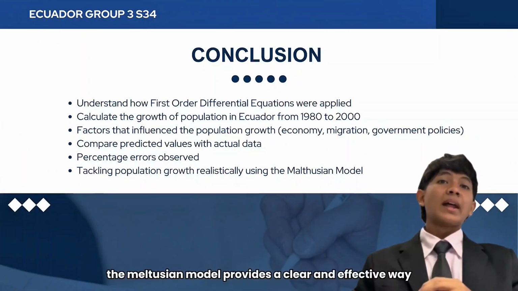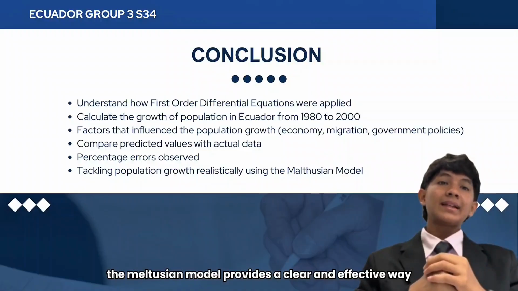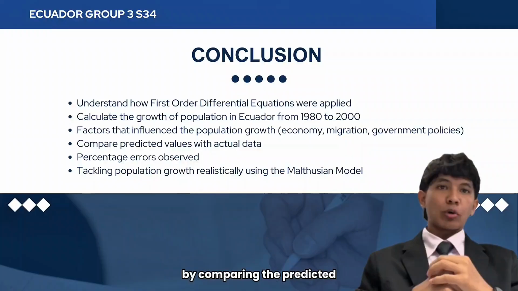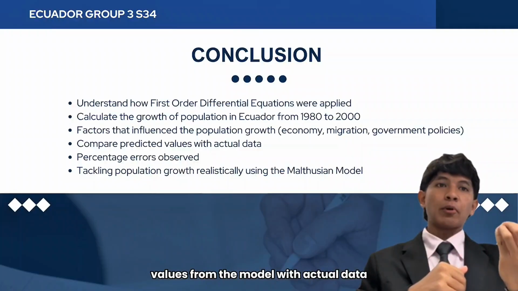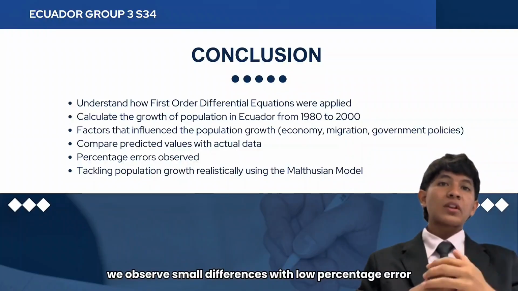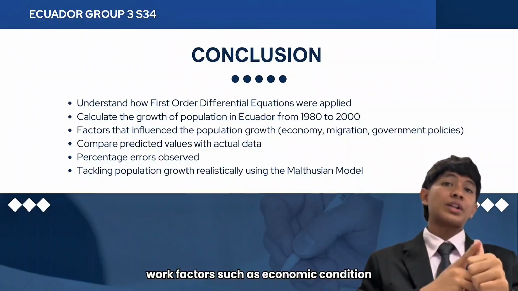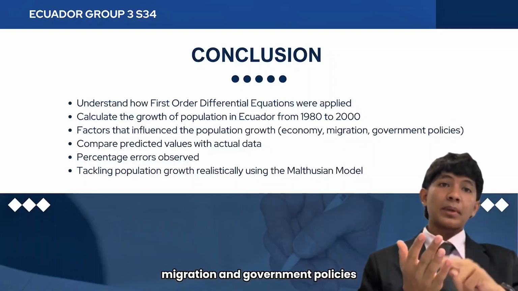In conclusion, the model provides a clear and effective way to understand Ecuador's population growth. By comparing the predicted values from the model with actual data, we observe small differences with low percentage error, mainly due to real-world factors such as economic condition, migration, and government policies.